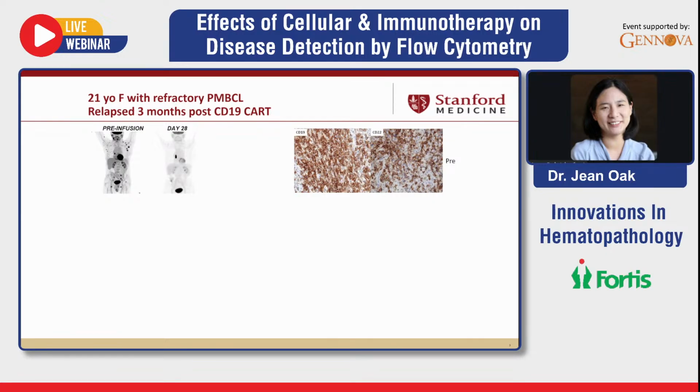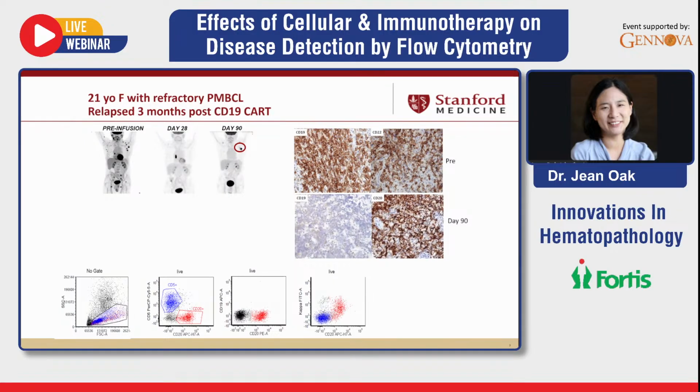Her day 28 response actually looked amazing, where it basically seems to have completely wiped out the disease. But unfortunately, this effect did not last because her day 90 PET showed a hot lymph node that looked suspicious for recurrent disease, which got biopsied and confirmed as recurrent lymphoma. But unlike the pre-infusion biopsy, we now saw that CD19 was lost both by flow cytometry and by IHC.